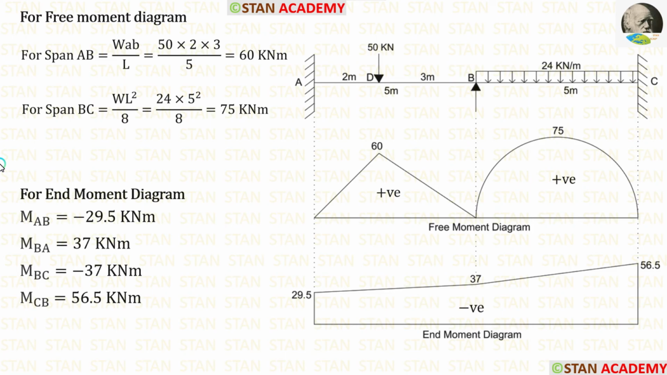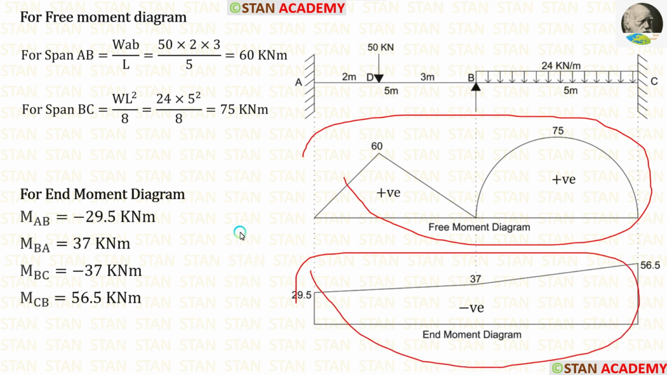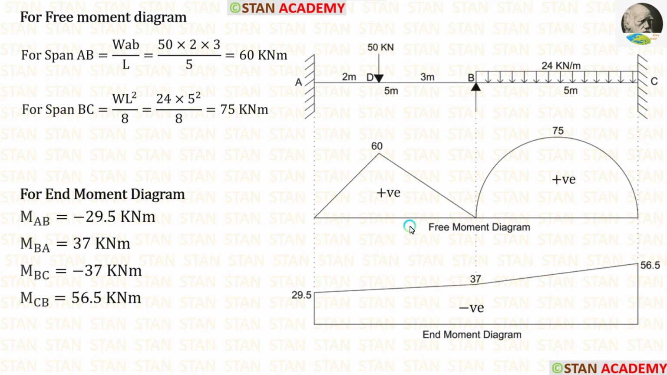Now, we are going to draw the bending moment diagram. Before drawing the bending moment diagram, we have to make the free moment diagram and then the end moment diagram. Finally, we have to combine the free moment diagram and the end moment diagram to get the bending moment diagram. To draw the free moment diagram, we have to consider every span as a separate simply supported beam.